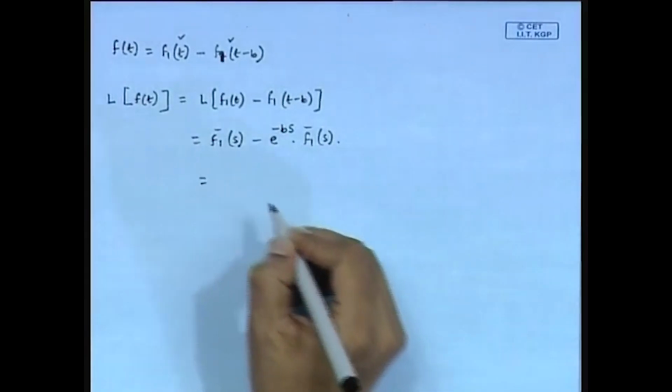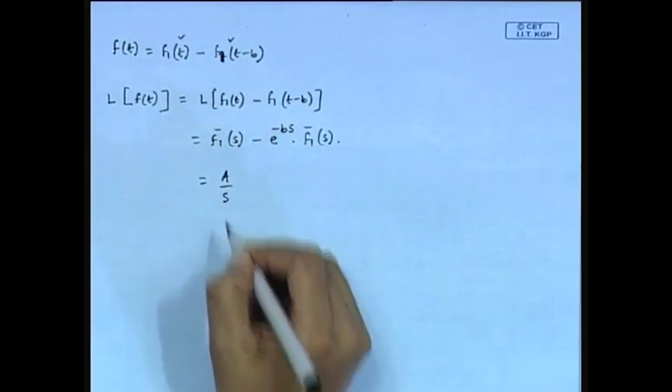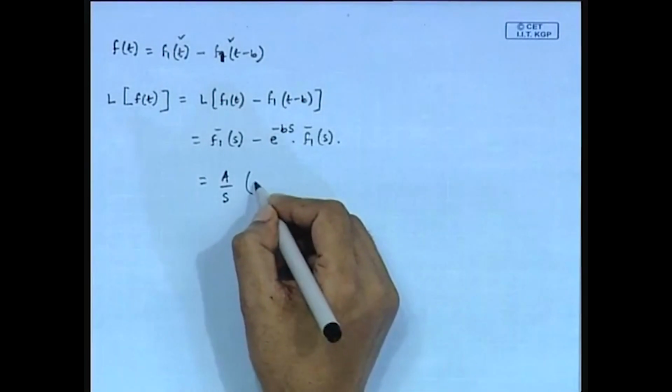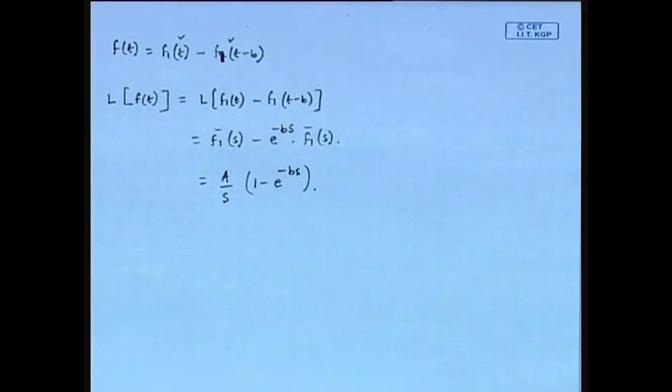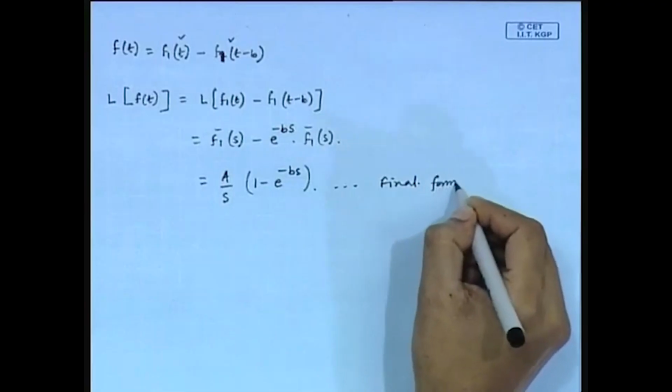So, f1 bar s is 1 by as, no, f1 bar is a by s, fine. That is the step function only with the magnitude of a. So, a by s times 1 minus e to the power minus bs. This is the Laplace transform of a rectangular pulse function. This is the final form for the pulse function.